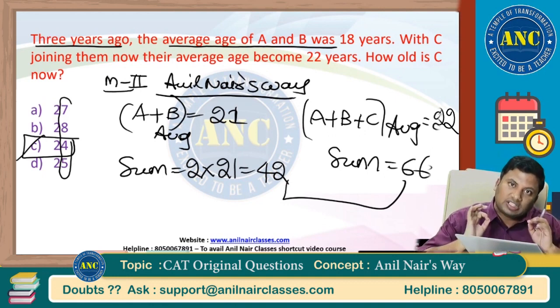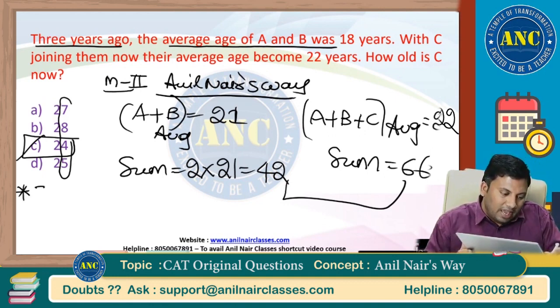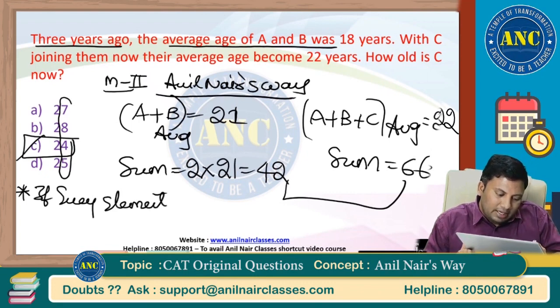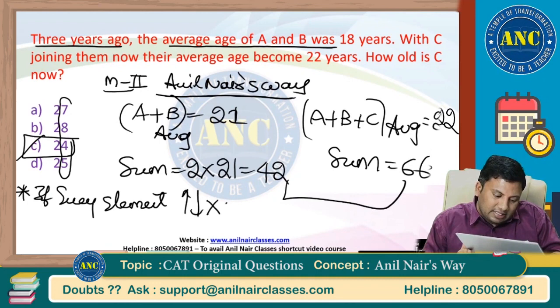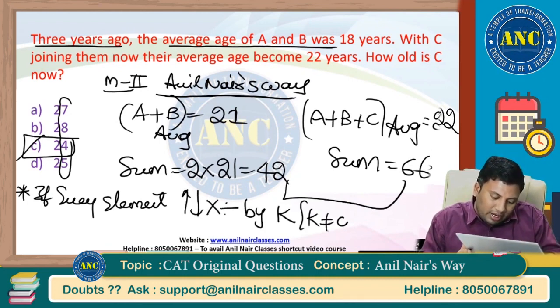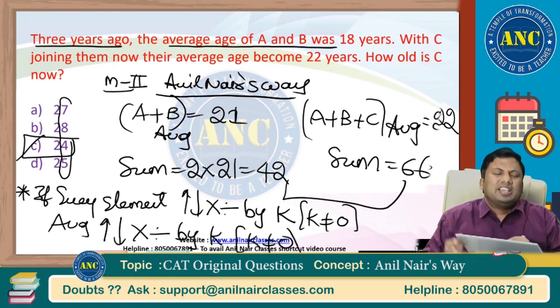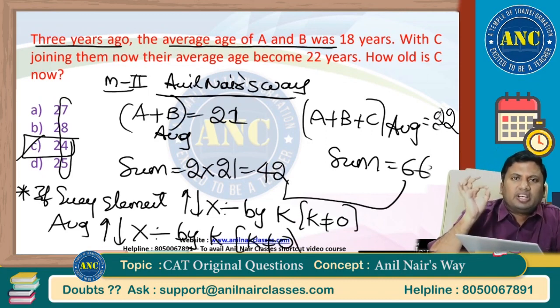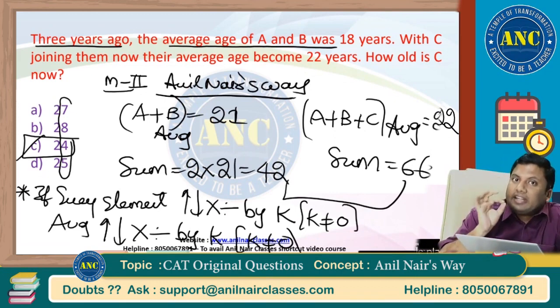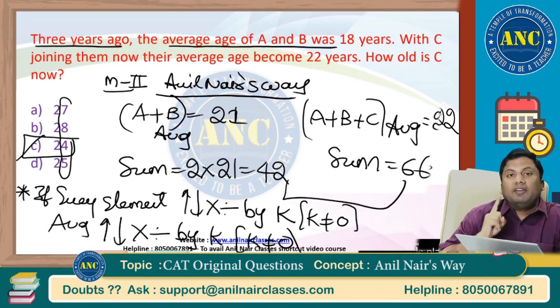What is the concept that I used in this question? If every element increases, decreases, multiplies or divides by K, K not equal to 0, average also increases, decreases, multiplies or divides by K. This simple concept, I used it to solve an original CAT question without using X and Y. Again, second time I am repeating. Every explanation I will repeat it twice.